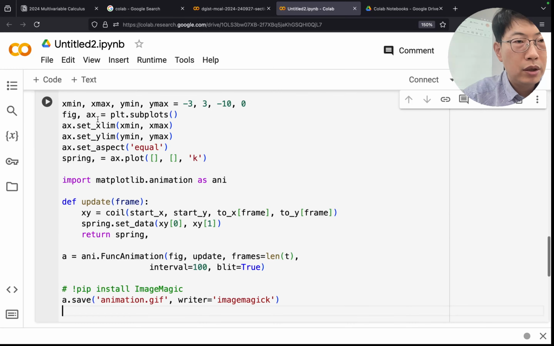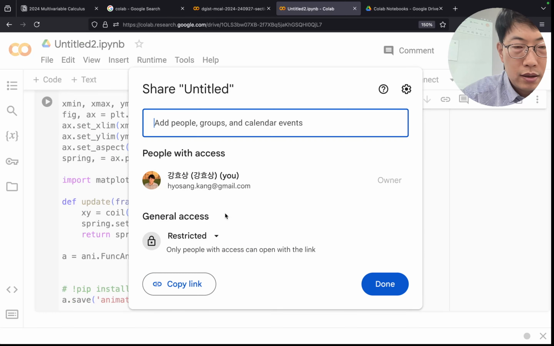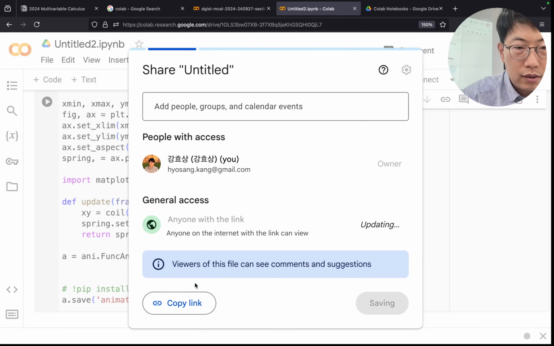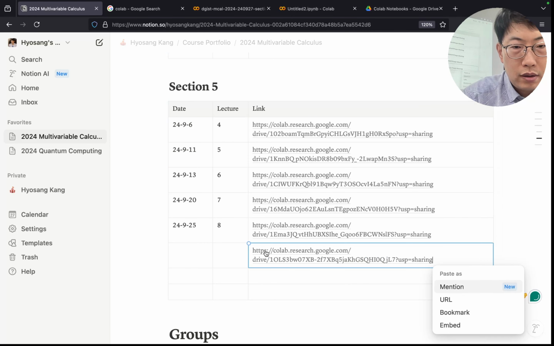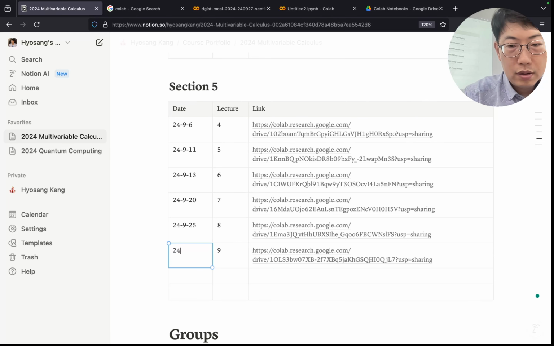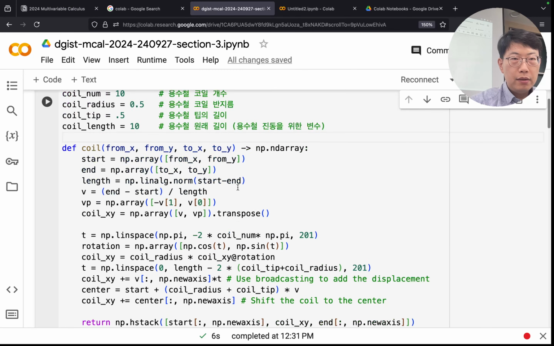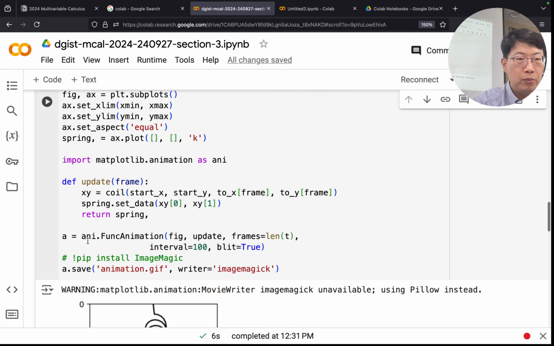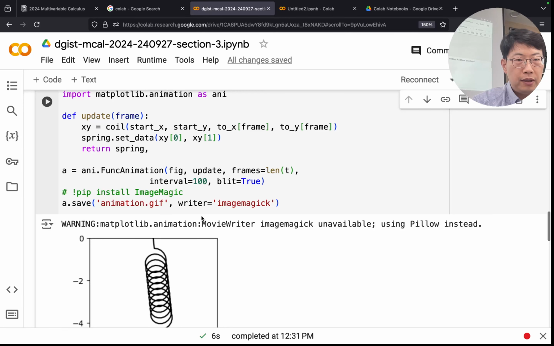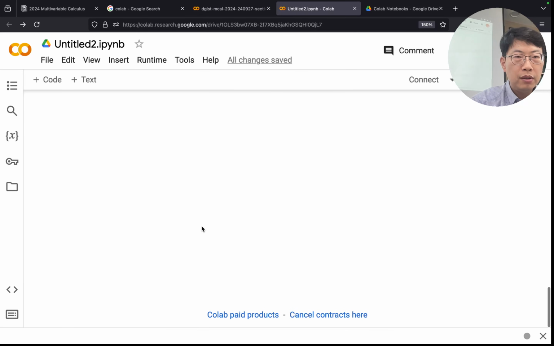So that you can do it on your computer. I'll share this link, and here. Okay, so I just updated my Notion, so you can go to the Notion site, and then you can copy. This one works on your Colab because it only saved it as a, oh, this is not it. So this one saves it on the computer.